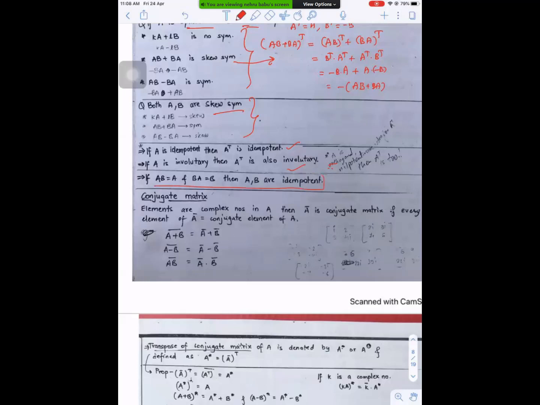And similarly, one more result. If AB equals A and BA equals B, then you will get A square equals A, B square equals B. That's why A and B are idempotent. How to prove that part is, write A square equals A into A.